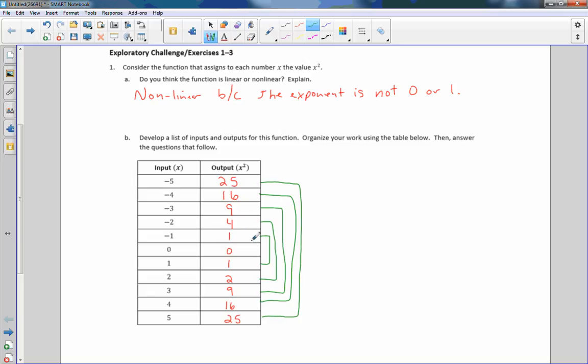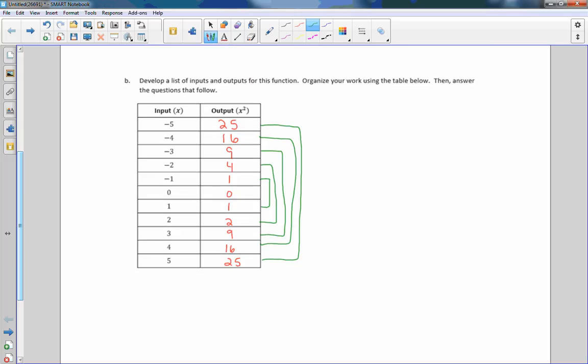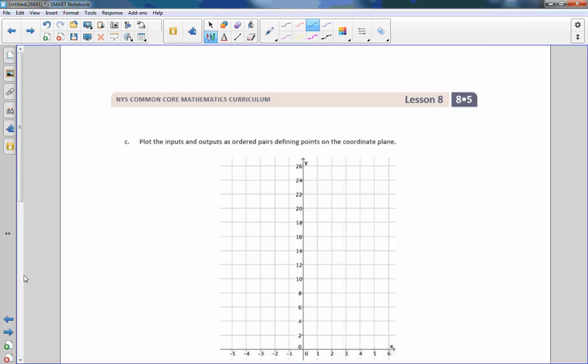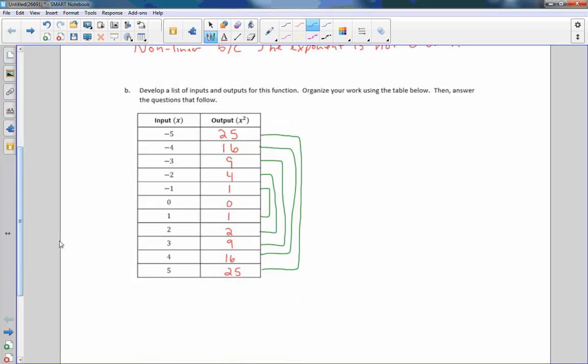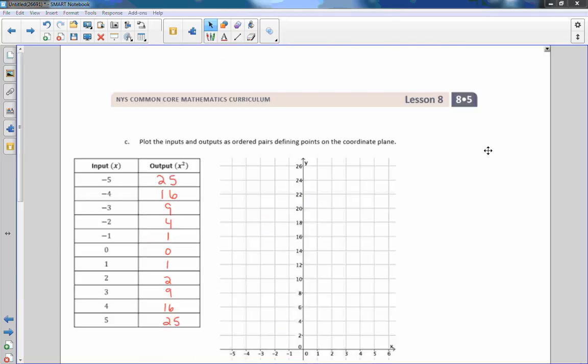So if I plug in a -1 and I square it, I get 1. If I plug a 1 in and square it, I get 1. If I plug in 4, it's 16. If I plug in -4, it's also 16. So obviously, if I graph this, which I'm going to do next, you're going to see some things happening. It says, plot the input and output as ordered pairs. Since it's on a different page, let me just print this and bring it over. Okay, so here is that table that we just worked with, and now I'm going to plot those points.